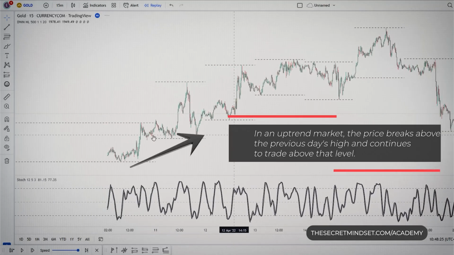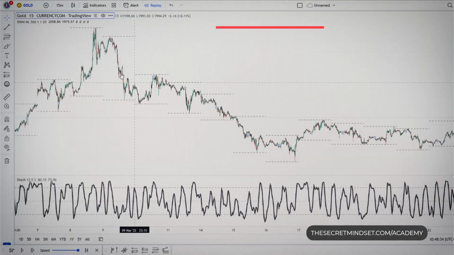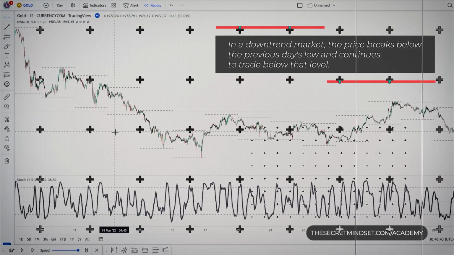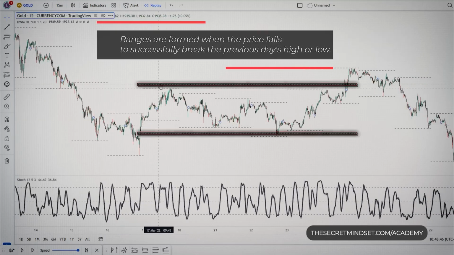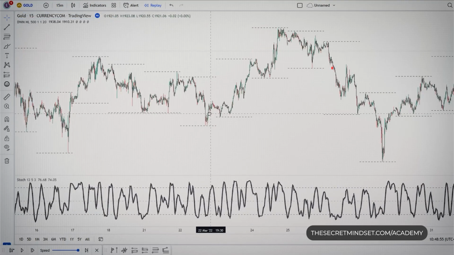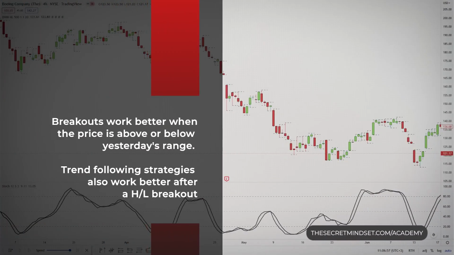In an uptrend, price breaks above the previous day's high and continues to trade above that level. In a downtrend market, price breaks below the previous day's low and continues to trade below that level. Trading ranges are easily spotted with this indicator. These are formed when the price fails to successfully break the previous day's high or low. Breakouts work better when the price is above or below yesterday's range. Trend following strategies also work best in this situation.